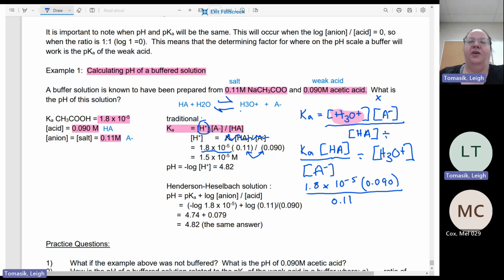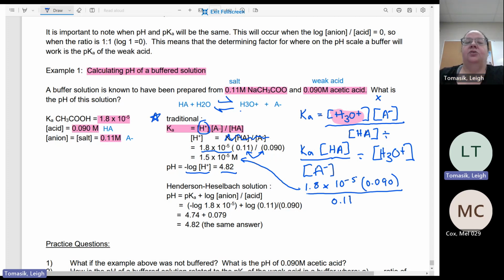So yes, okay. If you do this in your calculator, you should get that. And if we do the negative log of it, we get 4.82. I gotta write down somewhere that we have to fix this. Okay, that's how we would do it normally with our skills that we learned in this unit.